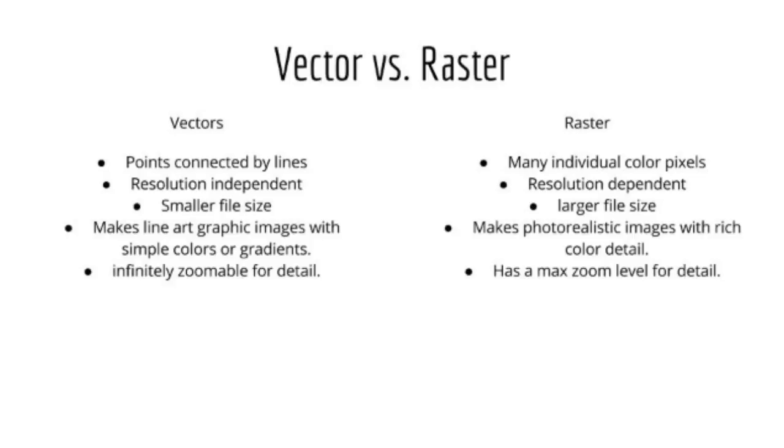Vectors also create a smaller file size than pixel-based images do. That's because there's not as much data to store in the file to tell it how to draw the image. Vectors make line art graphic images with simple colors or gradients. Again, these are much like the graphic logos we see online, a lot of imagery that goes into ad campaigns, marketing, web design, all of those things.